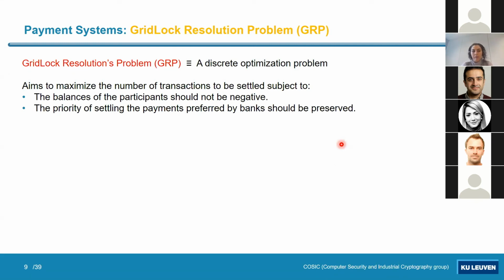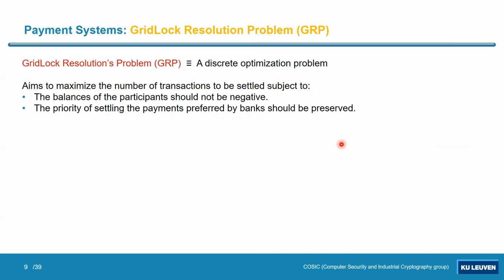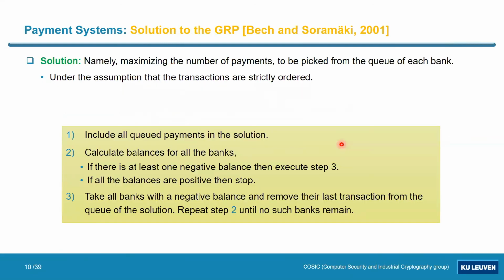In this problem, we aim to maximize the number of transactions to be settled, subject to all the balances being positive, and the priority of the transactions in the queue by banks should be preserved. The solution given by Bech and Soramäki in 2001 assumes the transactions are strictly ordered, and then they try to maximize the number of payments to be picked from the queue of each bank. Let's see the algorithm in detail.